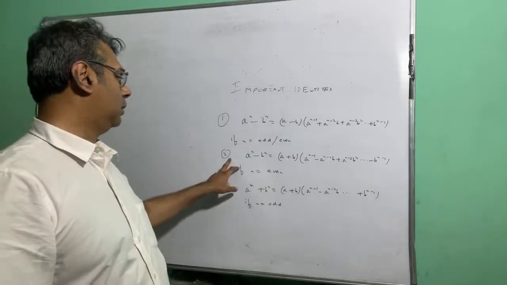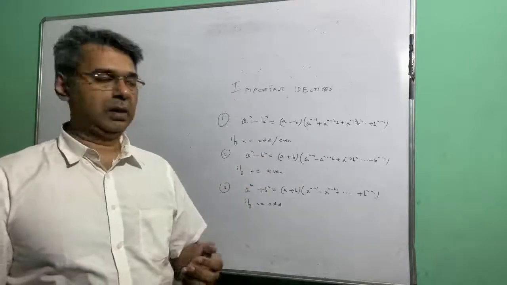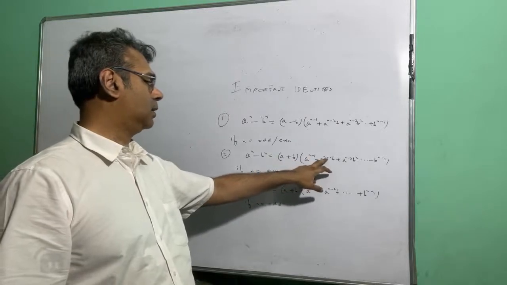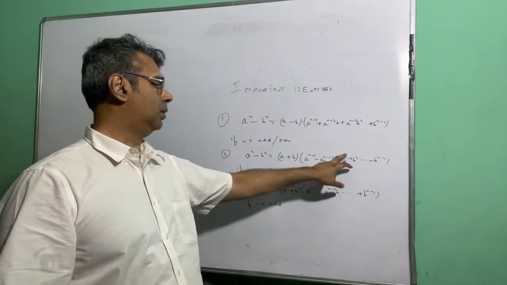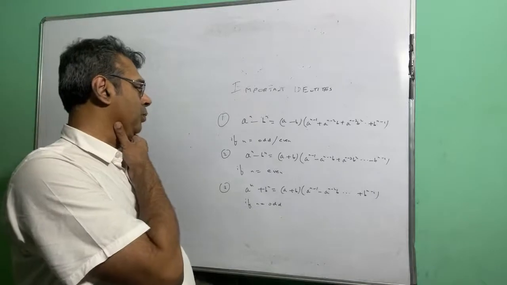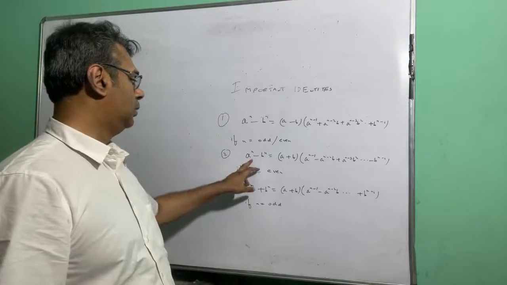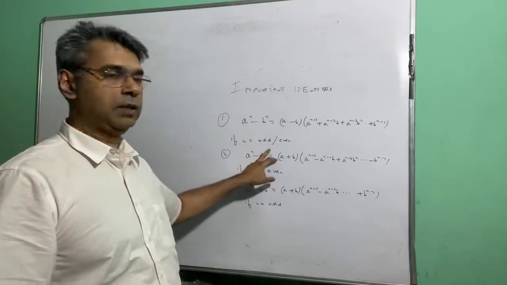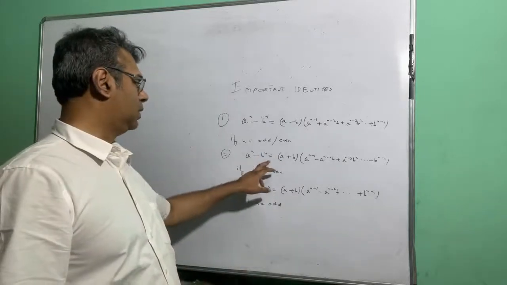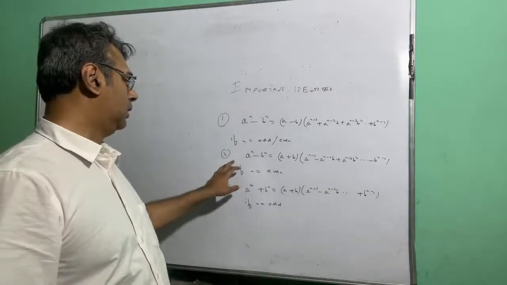Then we have identity number 2. If a to the power n minus b to the power n, you want to factorize it, the answer will be a plus b into a to the power n minus 1 minus a to the power n minus 2 into b plus a to the power n minus 3 into b square, and the last one will be minus b to the power n minus 1. Now this identity is true only when n is even. For example, you can have a to the power 4 minus b to the power 4 and it will start with a plus b. So the factorization of this will start with a plus b only when n is even, otherwise it will not. So this is identity number 2.